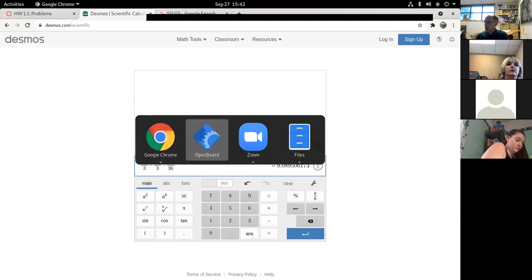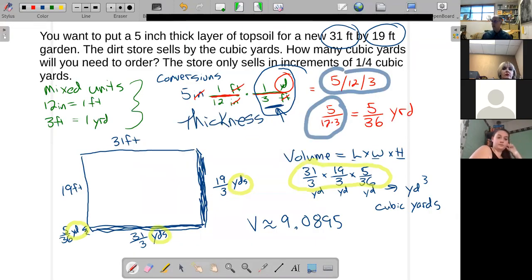9.0895. Okay, so I don't really know how many decimal places I need. I could say I just need 9 cubic yards. That's going to be close enough. Might be. It's a little less than I need, right? Because this is a little over 9. Is it okay to have a little less than I wanted? Probably. It would be okay to have a little more too.